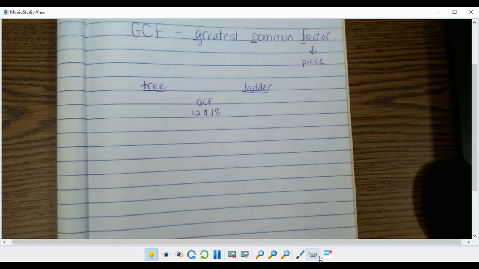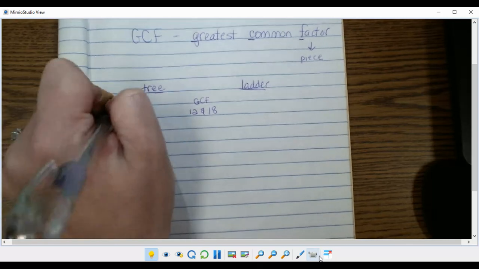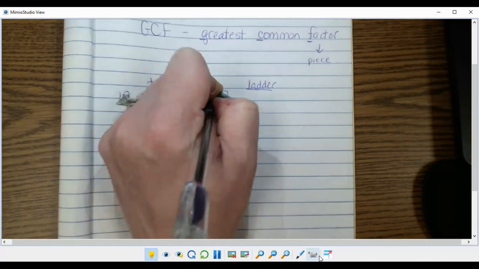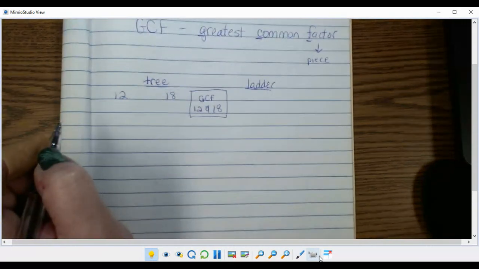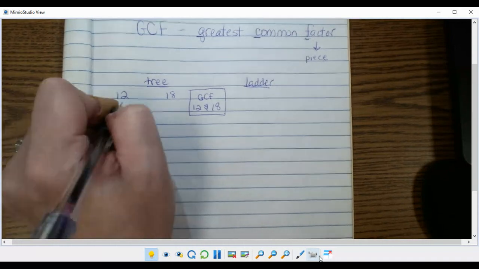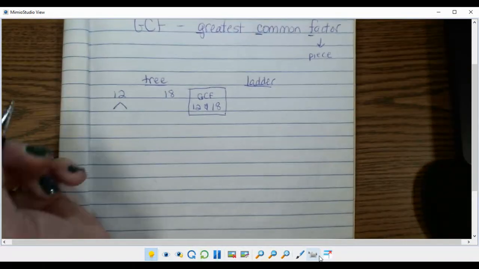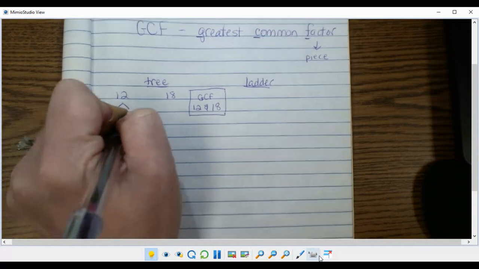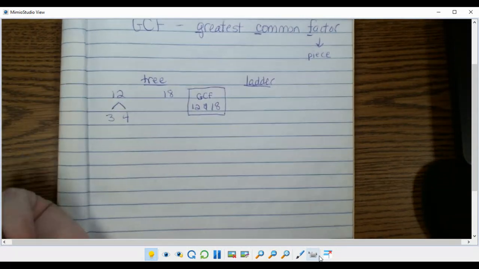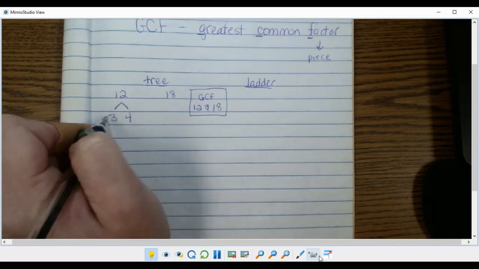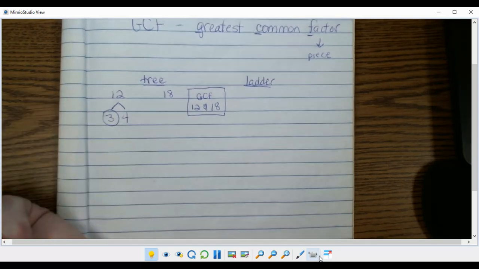So if I'm going to do it with the tree, I need to make trees for each individual one. Trees are nice because you can use any factor. You don't have to start with a prime number or anything like that. So what's two numbers that will multiply to give me 12? We got a couple options. I'm going to go with 3 and 4, right? Because 3 times 4 is 12. Can 3 be broken down? No, it's prime. It's only 1 times 3. So I'll circle it because there's nothing else I can do with it.